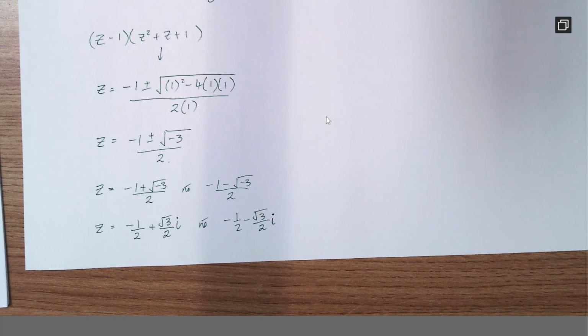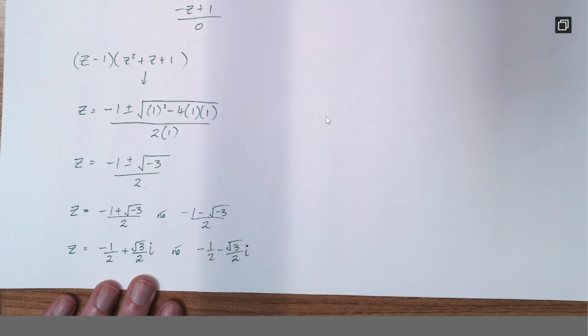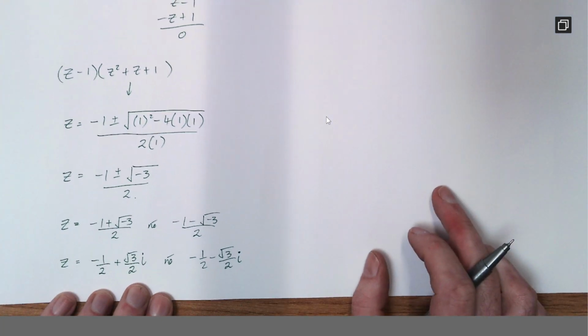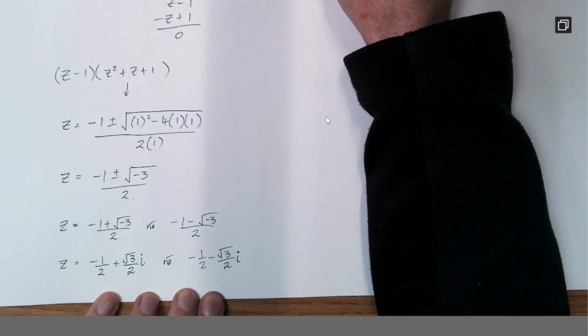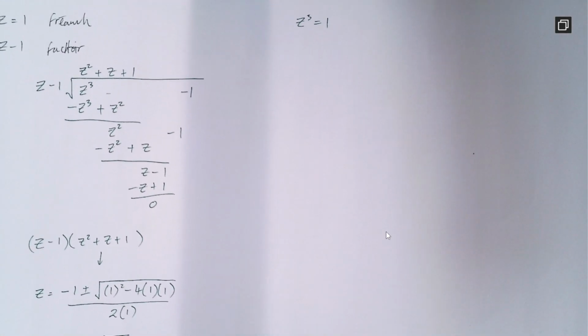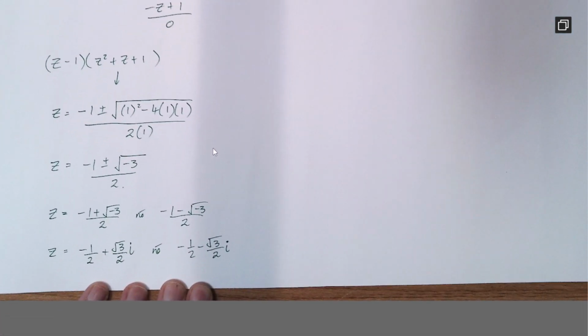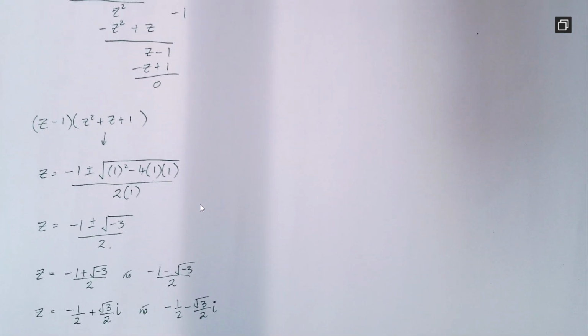Okay, now the next part is De Moivre's theorem. We use De Moivre's theorem to solve the cubic equation z cubed equals 1. Remember you were introduced to De Moivre's theorem.